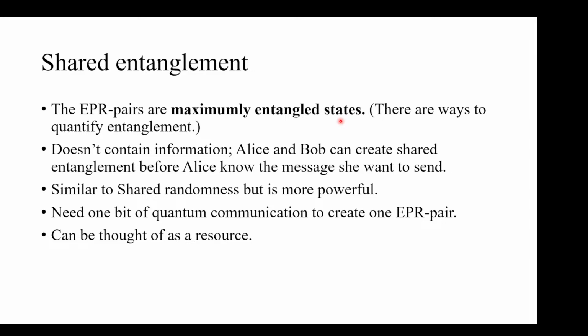But once again, this is shared entanglement. If you only have Alice and Bob, you find that you need to use one qubit of quantum communication to create one EPR pair. As we said, if you only have classical communication, you cannot create shared entanglement.